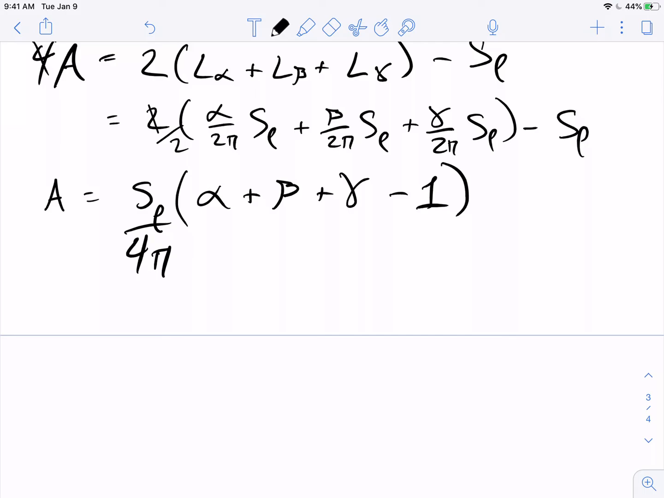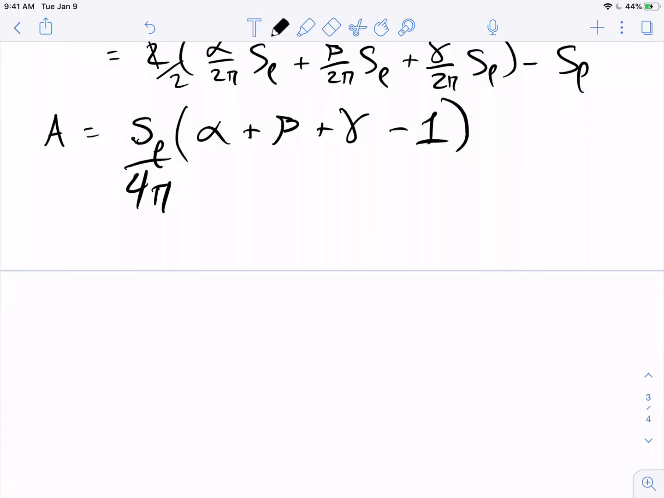And this is the formula. So this is the area of a triangle, and notice that it depends only on the surface area of the sphere, which in turn depends on the radius of the sphere, as well as the angles of the triangle, alpha, beta, and gamma. If you know the formula for the surface area of a sphere, you can simplify this.